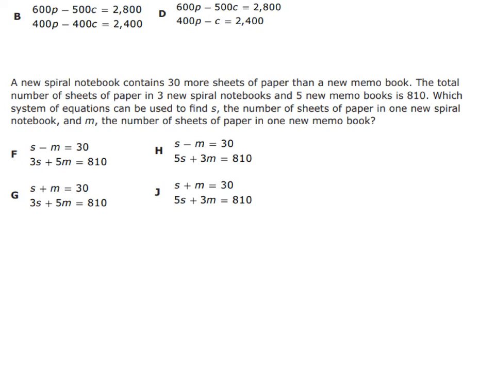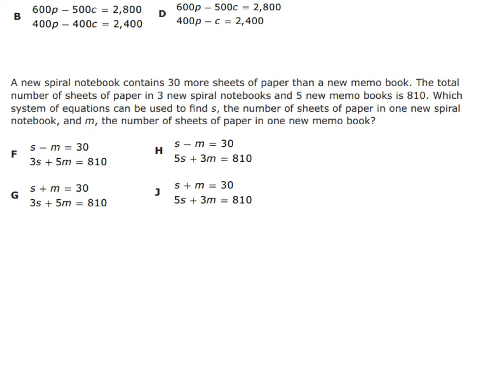This one says, a new spiral notebook contains 30 more sheets of paper than a new memo book. The total number of sheets of paper in 3 new spiral notebooks and 5 new memo books is 810. Which system of equations can be used to find S, the number of sheets of paper in 1 new spiral notebook, and M, the number of sheets of paper in 1 new memo book? Well, they told us what these letters are. What letters am I supposed to be using here?